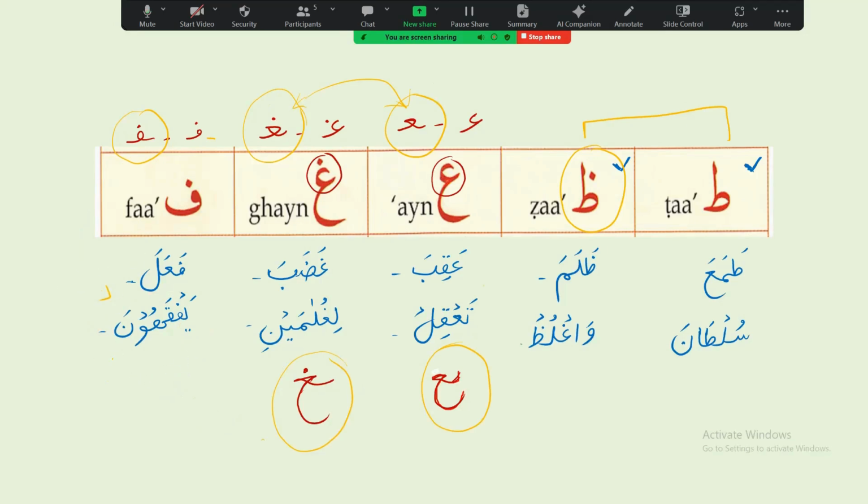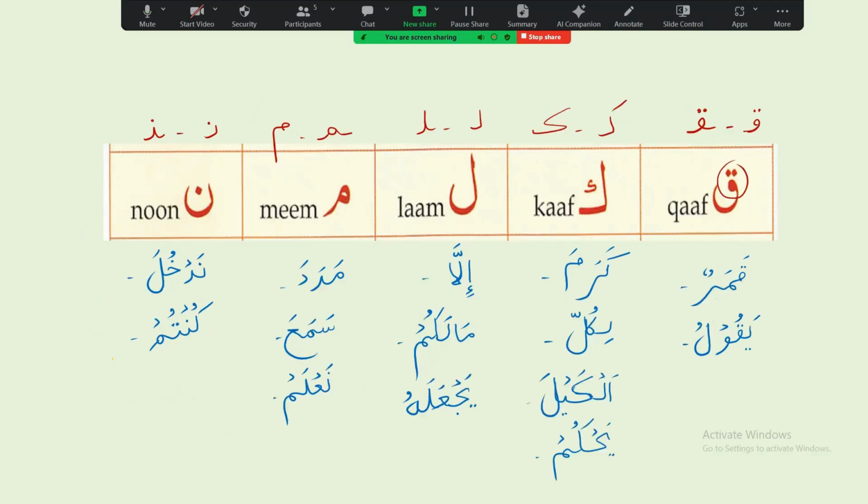Okay. Now moving onward, sisters, to the Qaf alphabet. The Qaf alphabet, sisters, will be very similar to the Fa alphabet, but what is the difference? The Fa alphabet had one dot on top of it. Now Qaf will have two dots on top of it. Okay? Qaf will have two dots on top of it. When Qaf comes at the start, sisters, the example is of this word Qamarun.